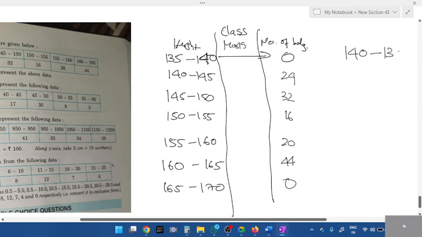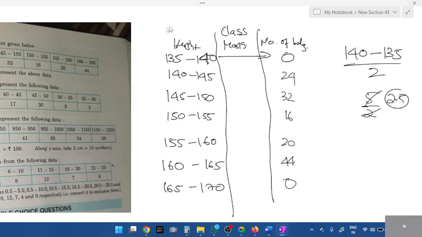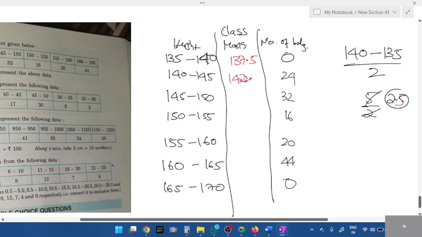Subtract 140 minus 135. What do you get? 5. 5 divided by 2. How much is 5 divided by 2? 2.5. See, this is totally different. What is 135 plus 2.5? 137.5. Okay. What is 140 plus 2.5? Correct. 142.5. Last. What is 160 plus 2.5? This is what you have to plot.